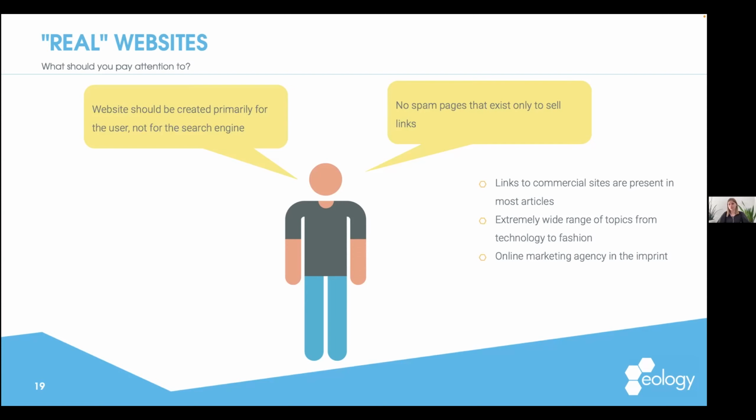And you know it's a spam website if in every or almost every article there are links to commercial sites, to shop sites, and an extremely wide range of topics from technology to fashion. That is only important for smaller websites. For big websites, like a news website such as the New York Times, it's clear that they cover each topic of the world. Another bad sign for a spammy website is when there's an online marketing agency in the imprint. There should always be a journalist, an editorial office, maybe a single person in the imprint, so that you know it's a real website and a real person is standing behind it.